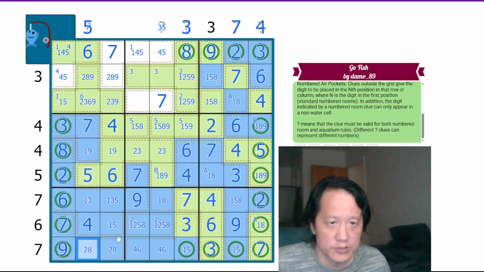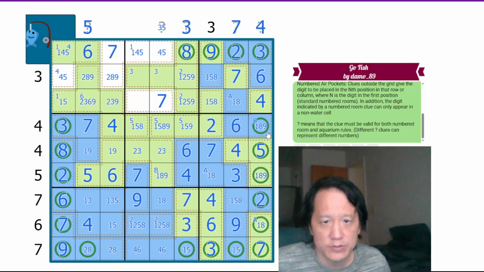We have 5 waters here, 5 waters here. 3 waters here in column 6. 3 waters in column 7. 1, 2, 3, 4, 5, 6, 7 waters in column 8. 1, 2, 3, 4 waters in column 9. We have 4 waters in row 4, 4 waters in row 5, 5 waters in row 6, 7 waters in row 7, 6 waters in row 8, and 7 waters in row 9. So those are all done.